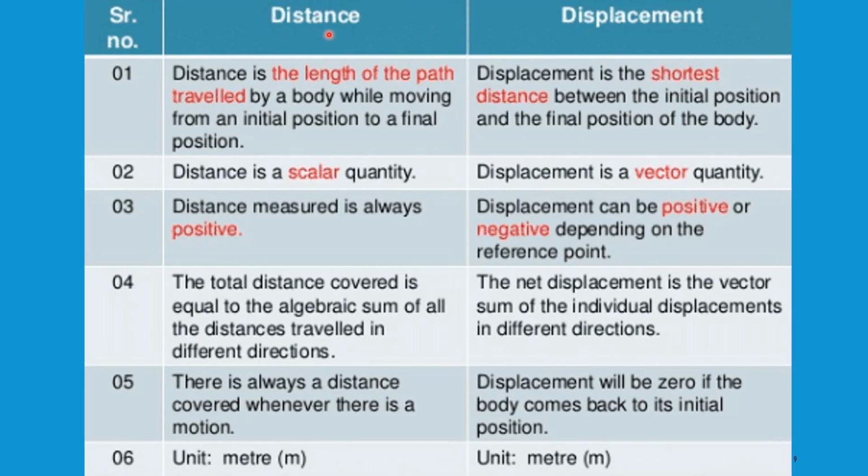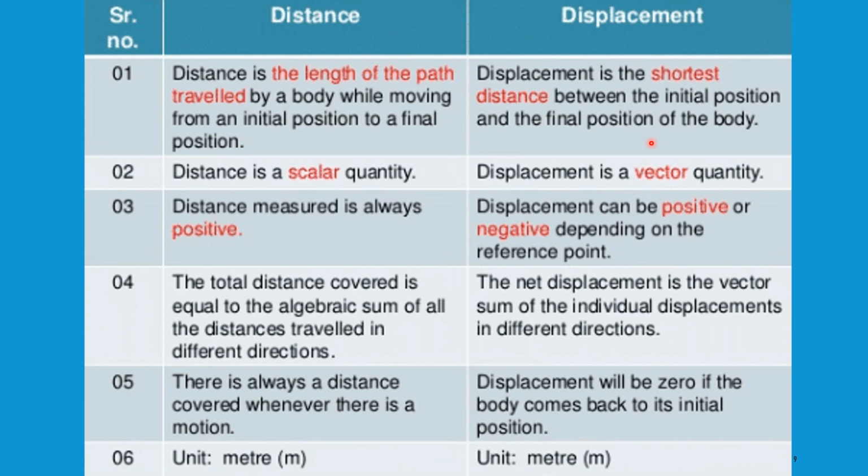Let us discuss the difference between distance and displacement. First one, distance is the length of the path traveled by a body while moving from an initial position to a final position. Distance is nothing but the total length covered by a body while moving from its initial position to a final position. Always remember, distance is the total length covered by a body. Then displacement is the shortest distance between the initial position and final position of the body.